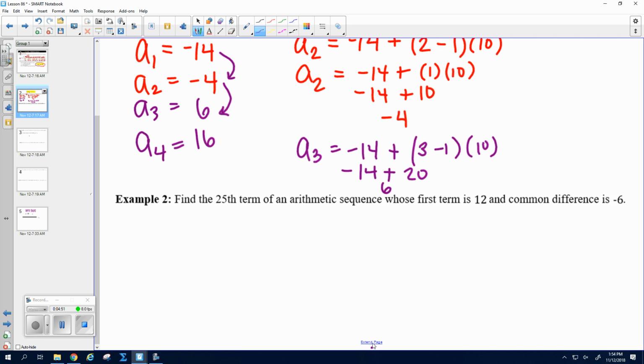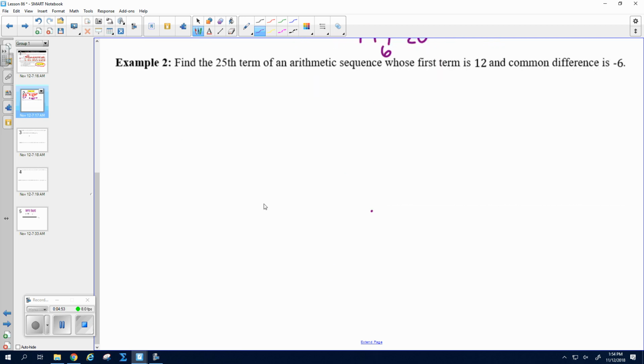Find the 25th term of the arithmetic sequence whose first term is 12 and whose common difference is -6. They're giving us everything we need. We just plug it into the formula. So you have to know the formula. A sub n equals A1 plus n minus 1 times D. Be sure you know it. So Fabio, what should I plug in for A sub, what's this little n going to be?